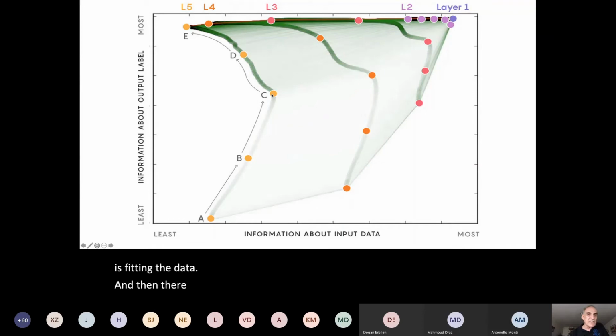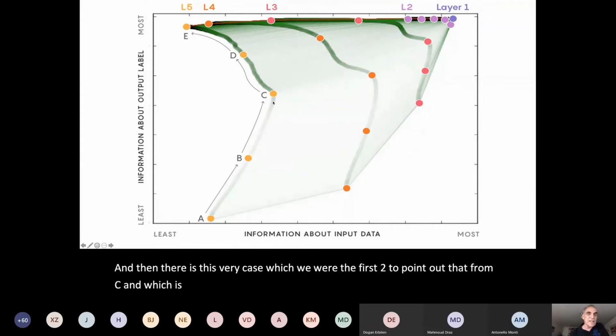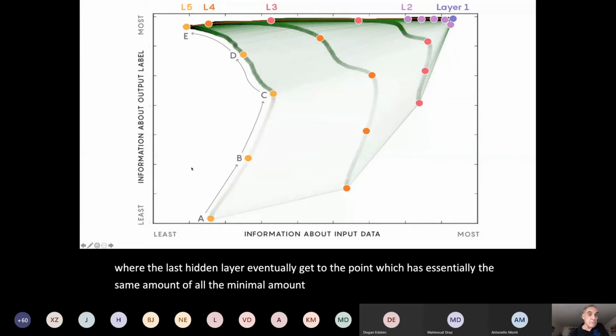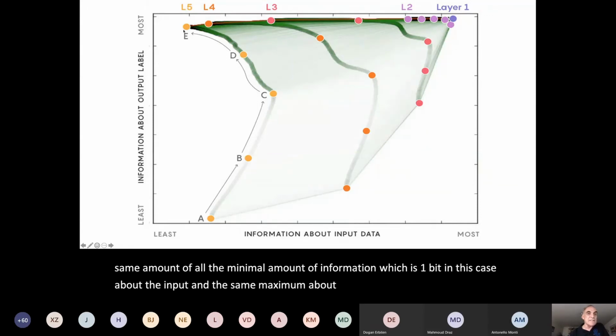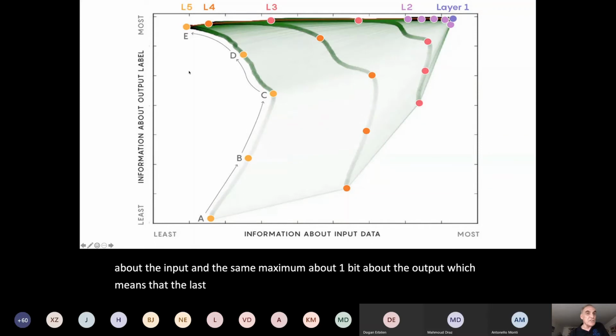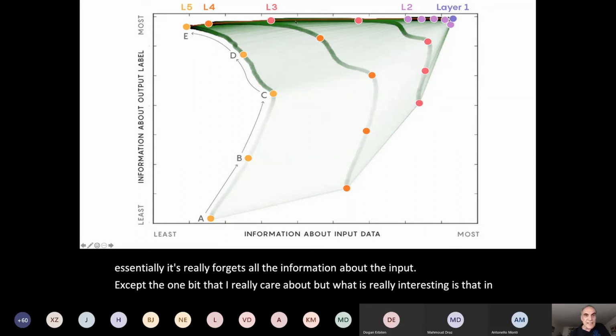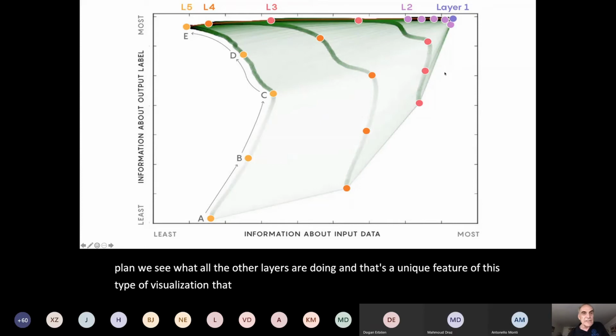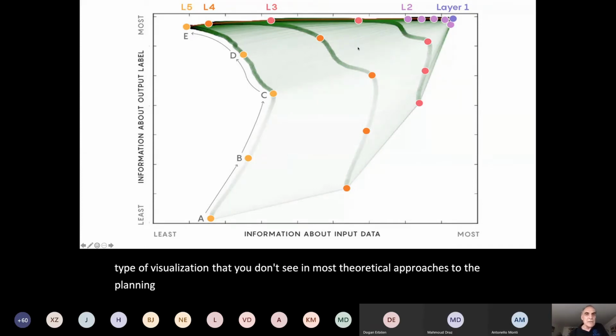And then there is this phase, which we were the first to point out, from C, where most of the training essentially will happen, between C and E here, where the last hidden layer eventually gets to a point which has essentially the minimal amount of information, which is 1 bit in this case, about the input, and the maximum, about 1 bit, about the output, which means that the last layer serves as what we call a minimal sufficient statistic, or essentially it really forgets all the information about the input except the 1 bit that I really care about. But what is really interesting is that in this plane, we see what all the other layers are doing, and that's a unique feature of this type of visualization that you don't see in most theoretical approaches to deep learning today, which really don't care much about what happens in the different layers.